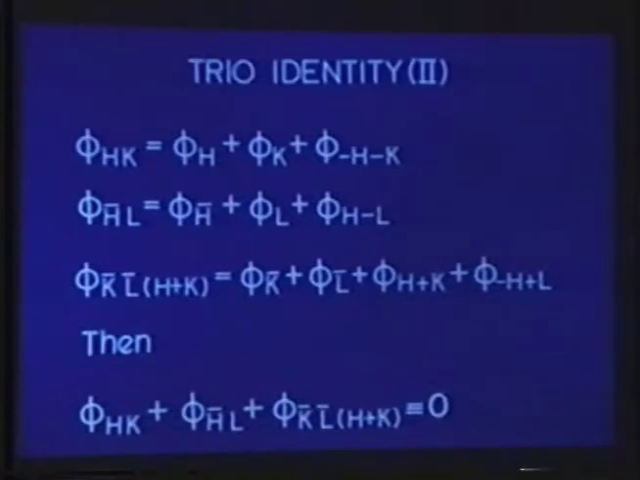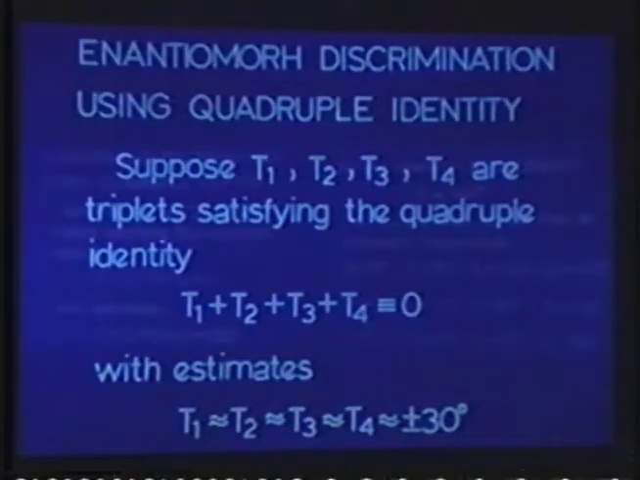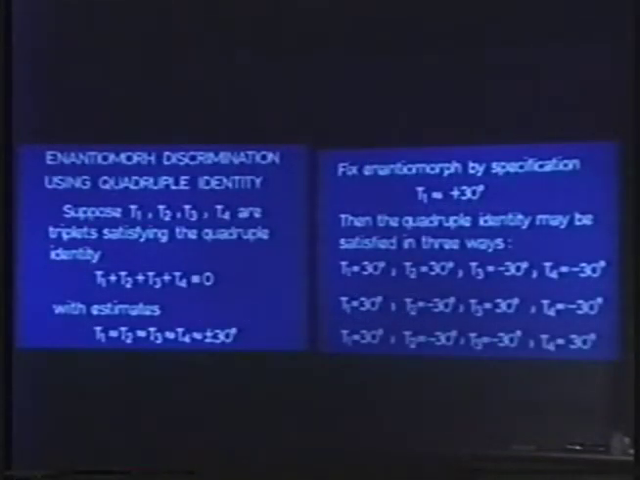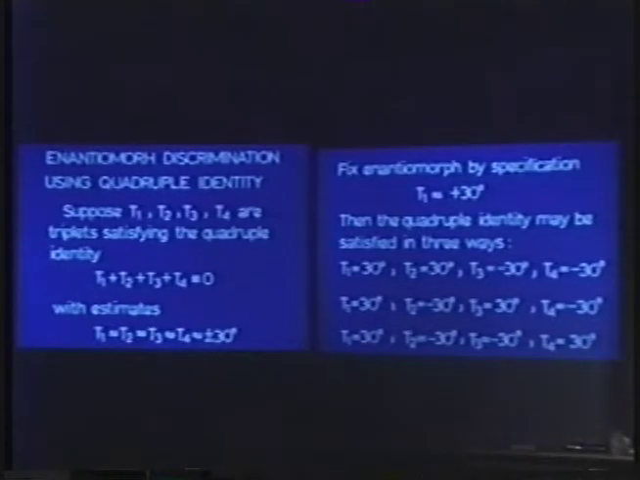Now I want to describe how the identities among the structure invariants serve to separate out the enantiomorphs. I'm assuming first that, and I've called this, enantiomorph discrimination using the quadruple identity. That means we have four triplets whose sum is of necessity identically 0, as I've shown on an earlier slide.